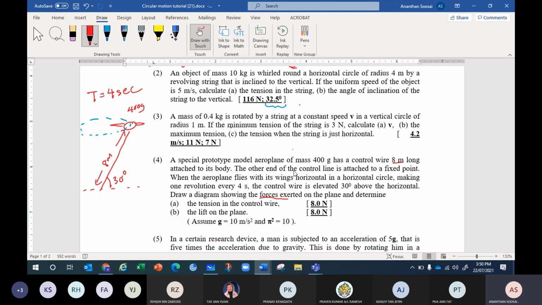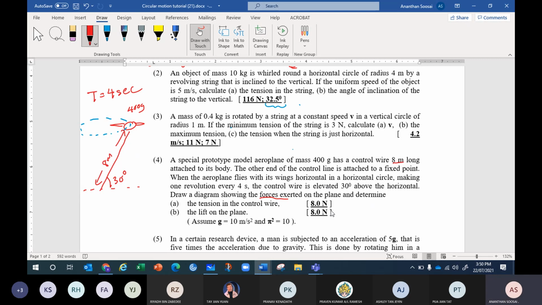I give you 1 minute. Those who can get 8 Newton for both, without my explanation later, I consider you are good. Just 1 minute, come on. Draw the free body diagram first. What are the forces acting on the plane at this moment? How many forces are acting on the plane?